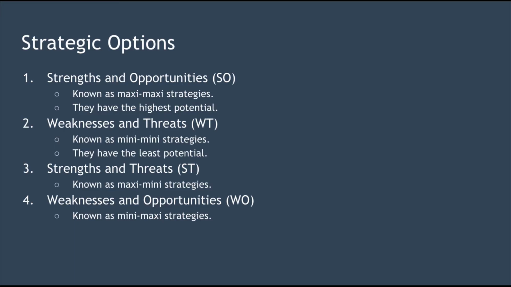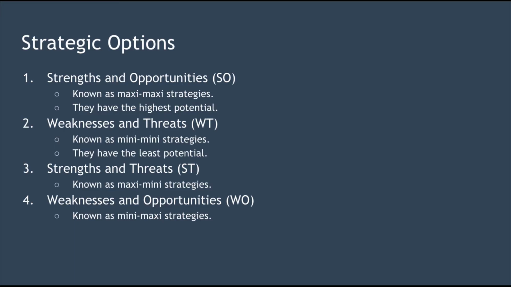Next, we have weaknesses and threats, or WT for short. And these are known as mini-mini strategies as they have the least potential. They try to minimize your susceptibility to threats and weaknesses. So strategies of this nature look at how you can minimize weaknesses and avoid threats.